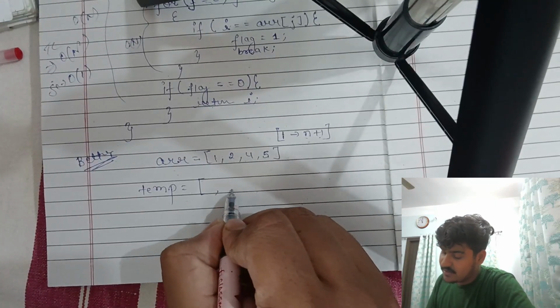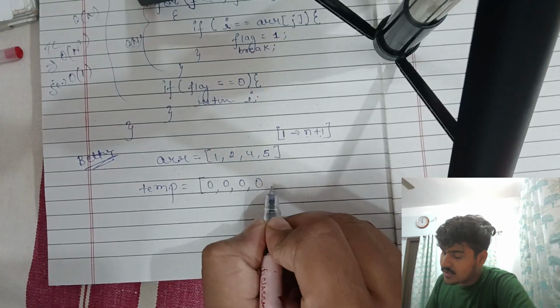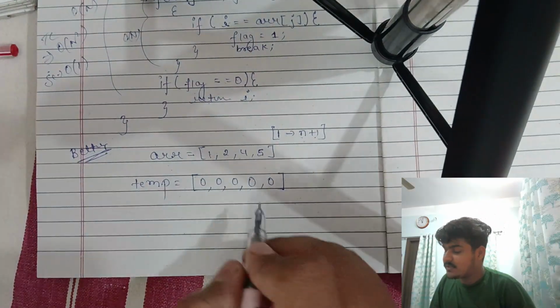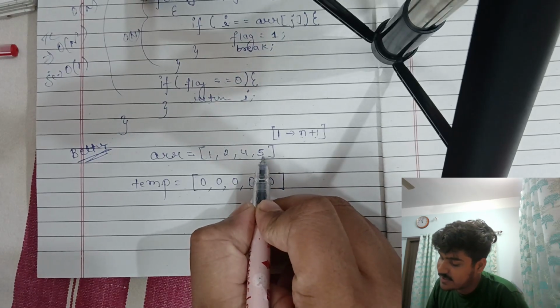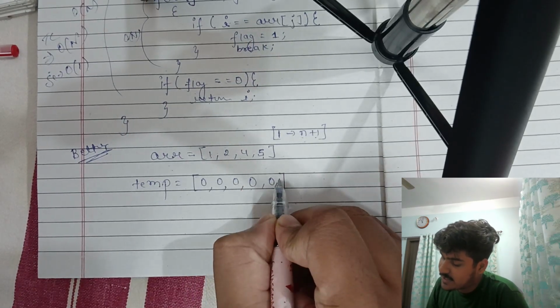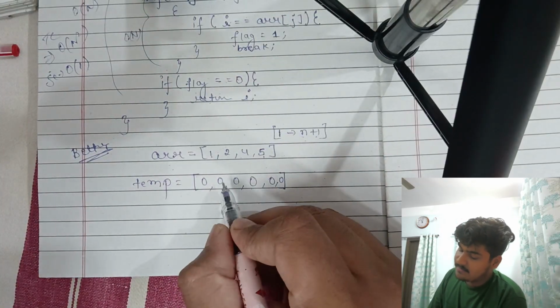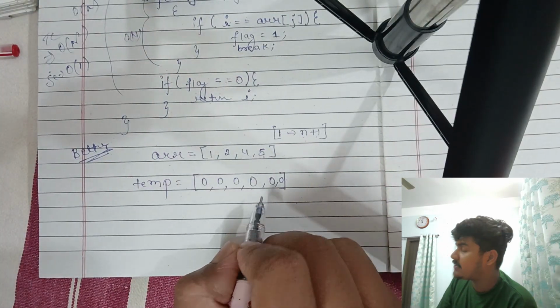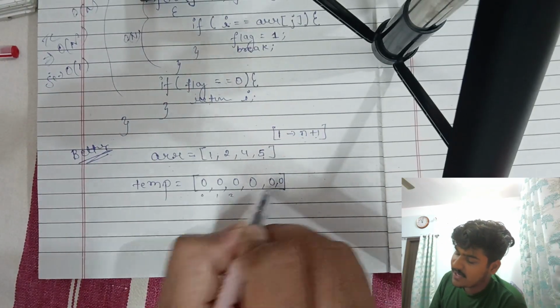So 1 2 3 0 0 0 0 0. So here what you actually need to do, if it is length 5, then you need to take 6 elements inside it, right? So that you can mark everyone whether it is present or not. Since indexing starts from the 0th element, that's why we need to take an extra element.